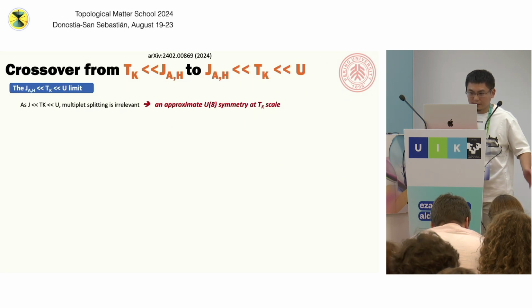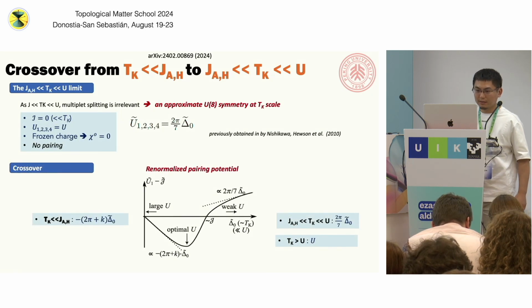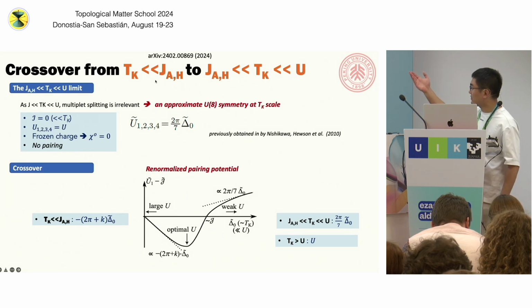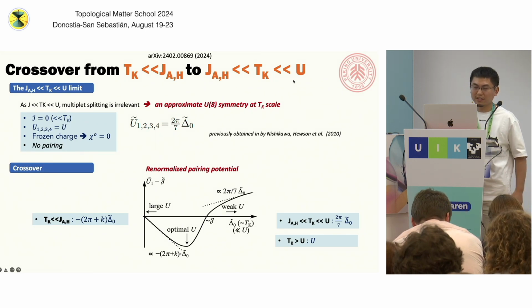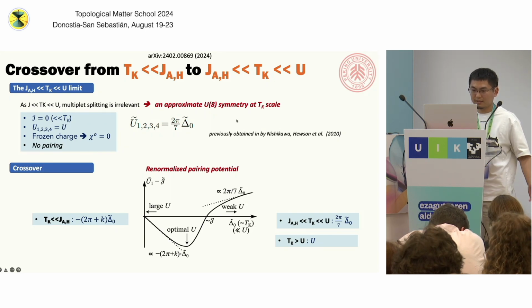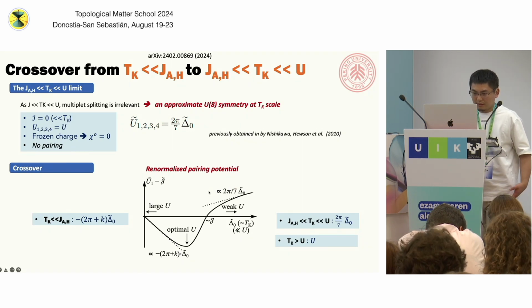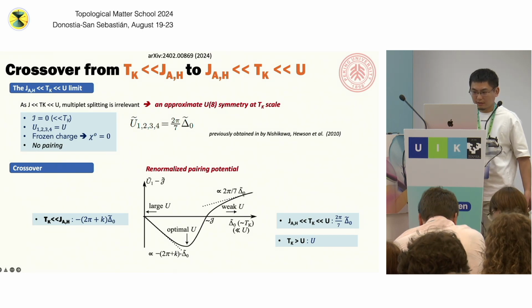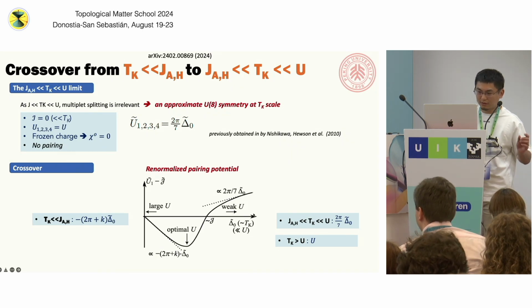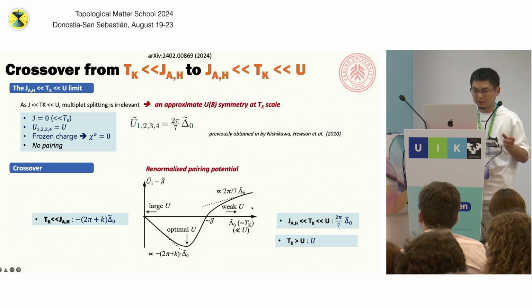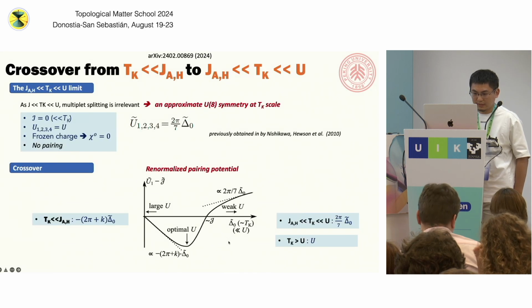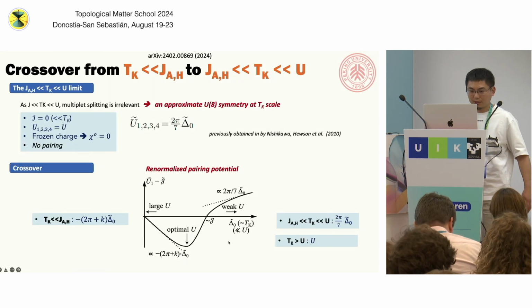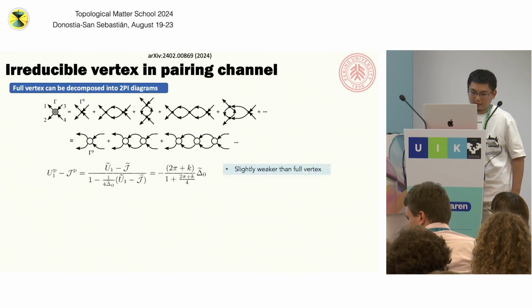Okay, so basically we proved the existence of a pairing channel in the limit where TK approaches 0. And we can also analyze the other limit where TK is much larger than the multiplet splitting. And we find that in this limit, when U is much larger, the pairing channel vanishes. So the pairing channel only exists for an intermediate strength of TK or of U. Okay, so in this part I explained how a pairing channel emerges in this problem.